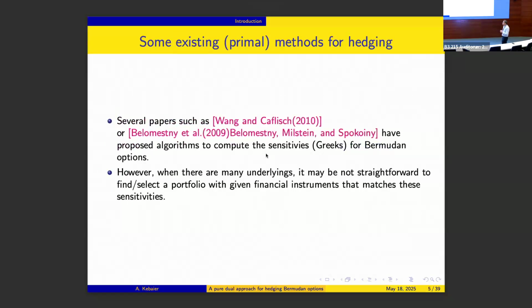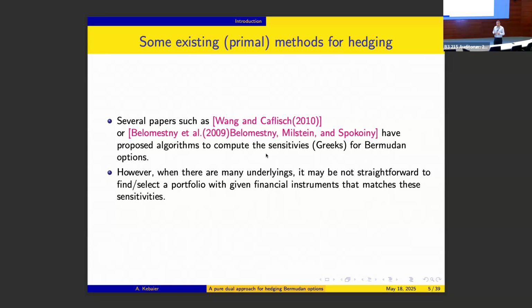So starting from this, we took a look at the literature. What are the ways of covering, hedging, or replicating these options? One first paper appeared by Wong and Kebaier, and Belomestny, Milstein, and Spokoiny have proposed algorithms to compute Greeks.